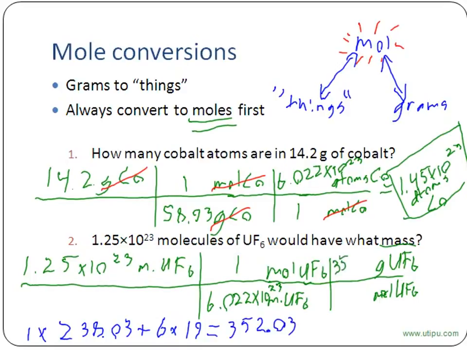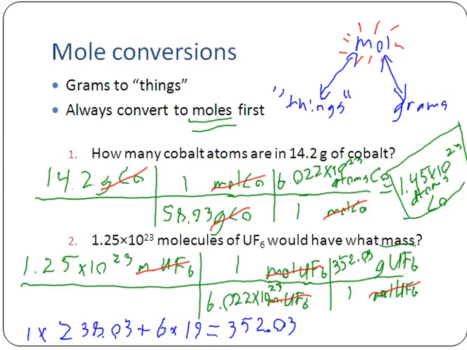So we say 352.03 grams UF6 in 1 mole. And so at this point, units, we've got molecules UF6 cancels with molecules UF6. Moles UF6 cancel with moles UF6. We've only got grams UF6 left.